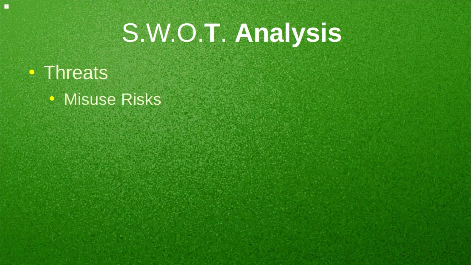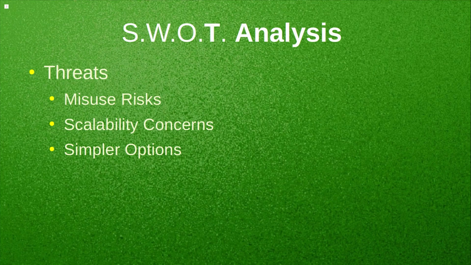T, Threats. Misuse risk. Applying it to simple processes may overcomplicate the design. Scalability concerns. Overly long chains might hinder scalability. Similar options. State or observer patterns might handle specific cases better.